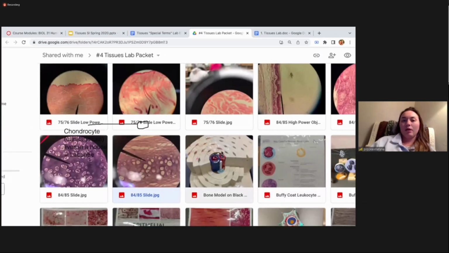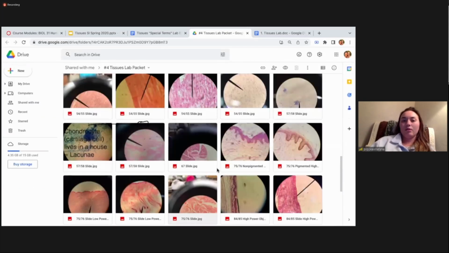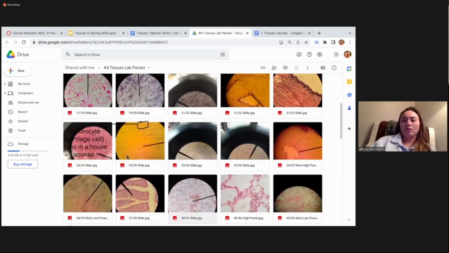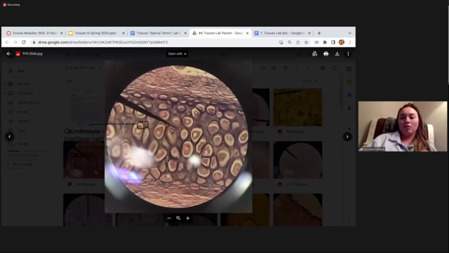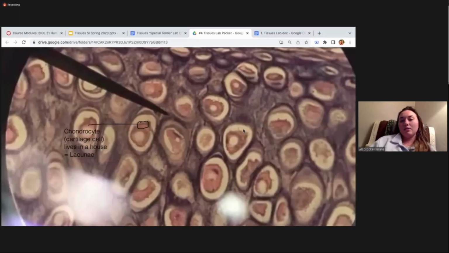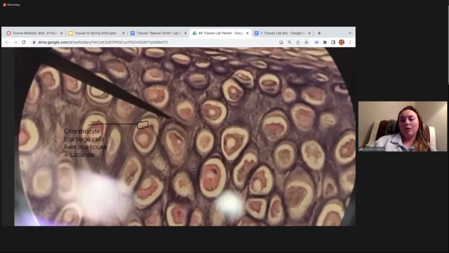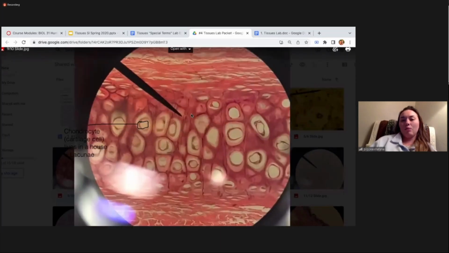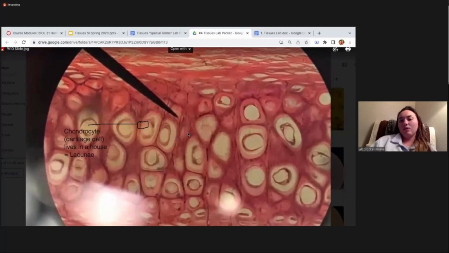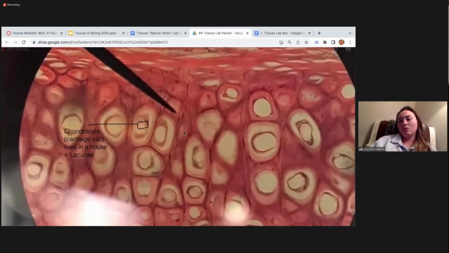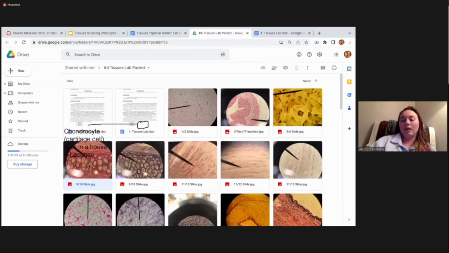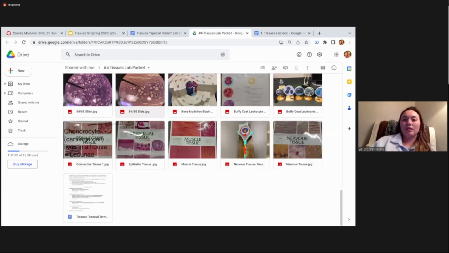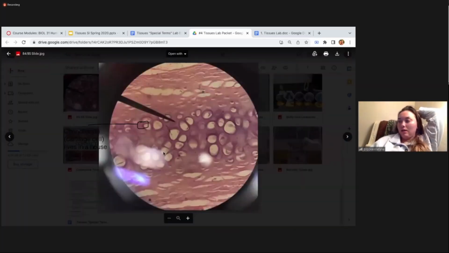Now, if we look at our other slide, this is our elastic cartilage. When we zoom in on it, we see these black fibers in between the cells. Again, another example, we're zooming in and we see those black fibers. They look kind of like hairs or moss, little lines. So hyaline is going to have no hairs. Elastic is going to have those hairs. Hyaline, no hairs.